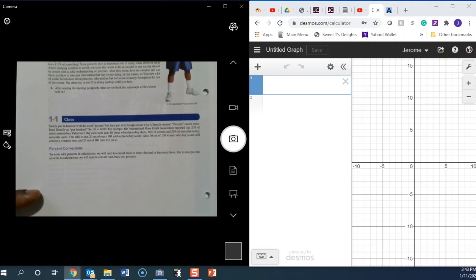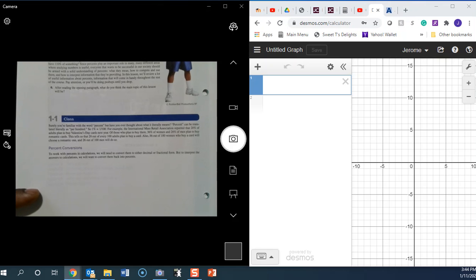For example, the International Mass Retail Association reported that 20% of adults plan to buy Valentine's Day cards next year. Of those who plan to buy them, 36% of women and 26% of men plan to buy romantic cards. This tells us that 20 out of every 100 adults plan to buy a card. Also, 36 out of 100 women who buy a card will choose a romantic one, and 26 out of 100 men will do so.